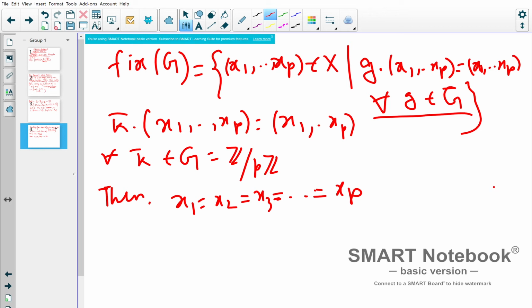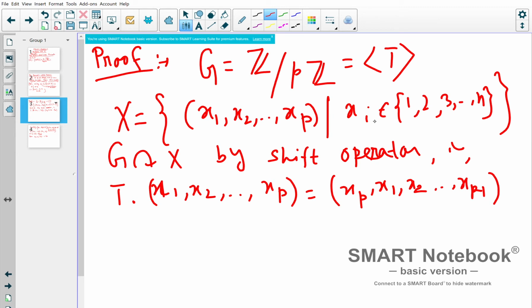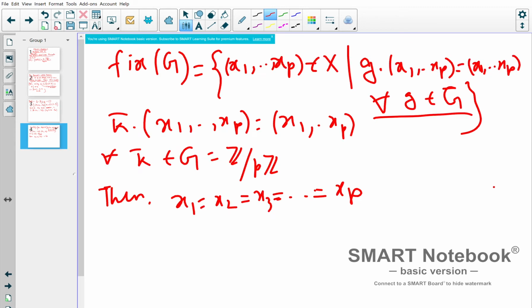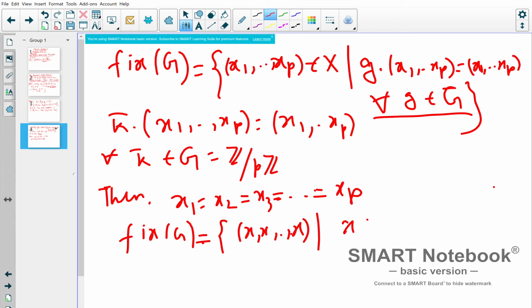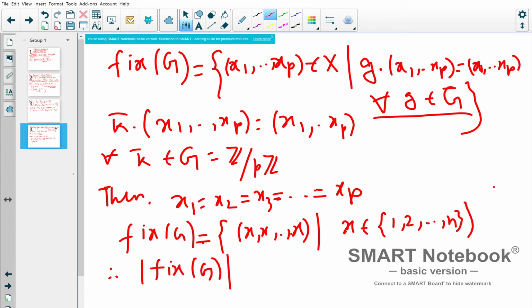This depends on how many elements xi can take. The values of xi are 1, 2, 3 up to n, and for each of these values you have this element, right? So that means this fixed set of G contains elements of this form: x such that x is an element of the form 1, 2 up to n, right? Clear? And thus the cardinality of this set is nothing but n, right?